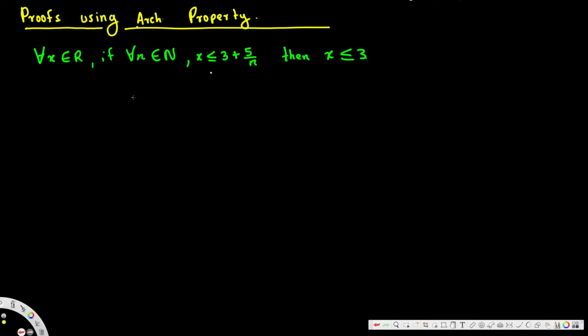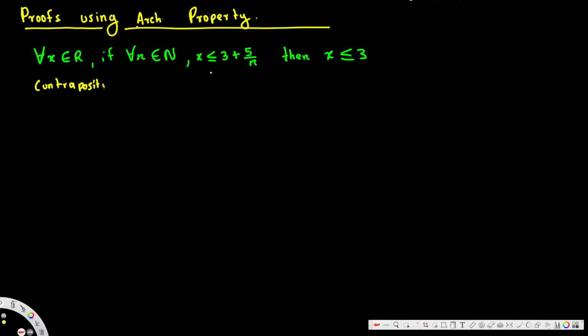What's going on, guys? In this video we are going to see how to prove this one using the Archimedean property. Here this statement says: for all x belongs to the real numbers, if for all n belongs to the natural numbers, x is less than or equal to 3 plus 5 over n, then x is less than or equal to 3. Okay, so we are going to prove this one using contrapositive.